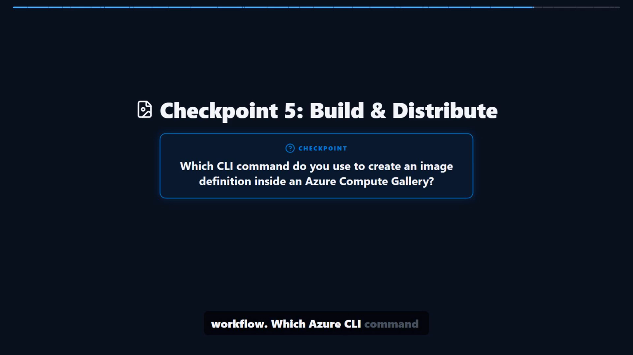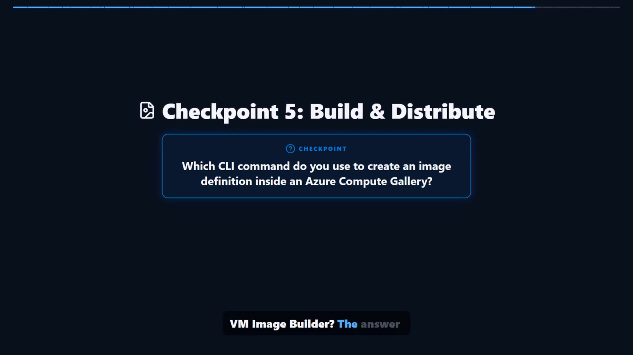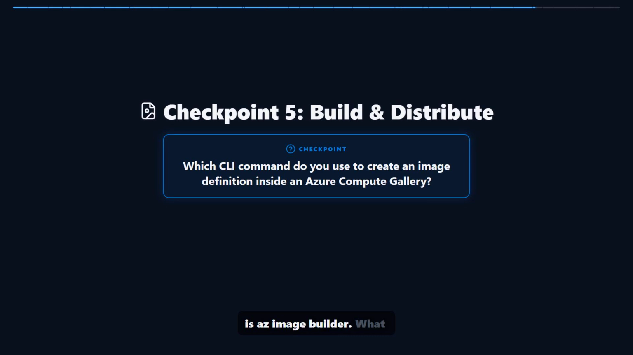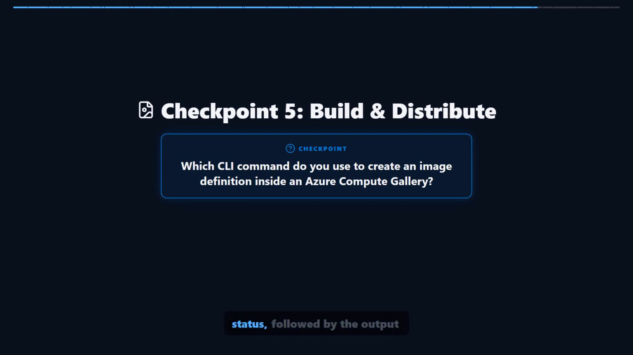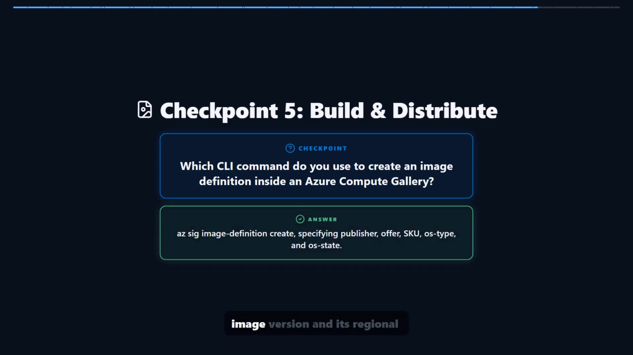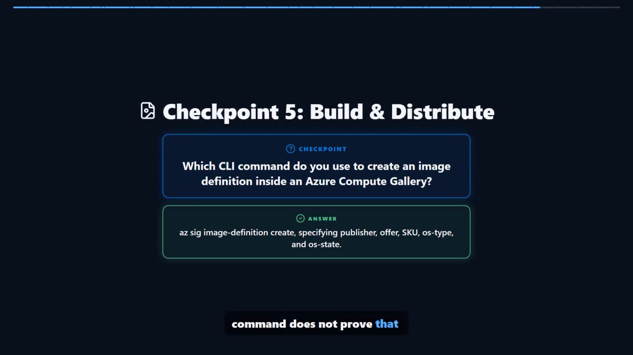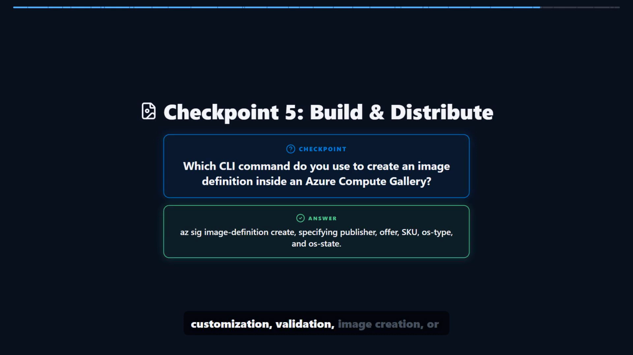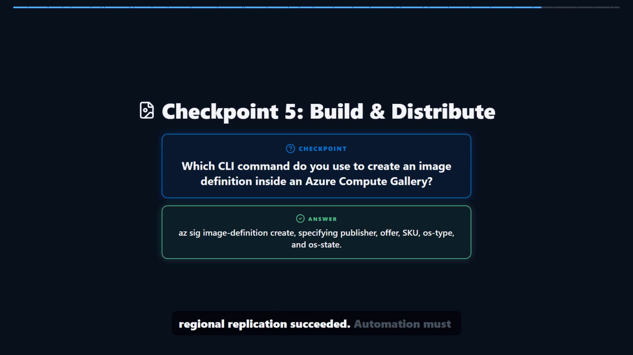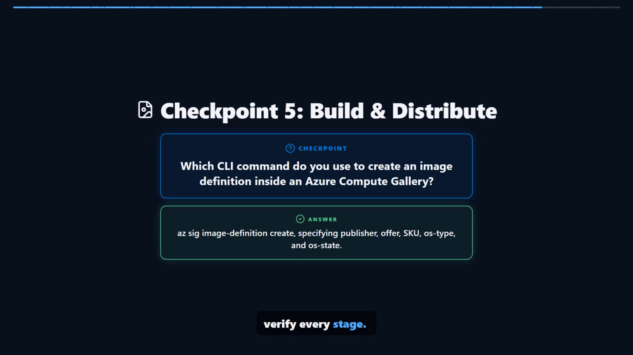Which Azure CLI command group is designed specifically for VM Image Builder? The answer is Azure Image Builder. What should your pipeline monitor after starting the run? The answer is the Image Builder last run status, followed by the output image version and its regional replication status. A successfully submitted command does not prove that customization, validation, image creation, or regional replication succeeded. Automation must verify every stage.